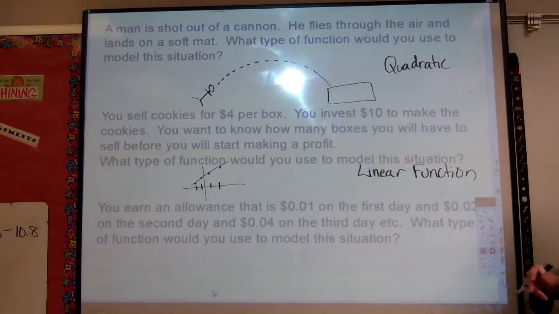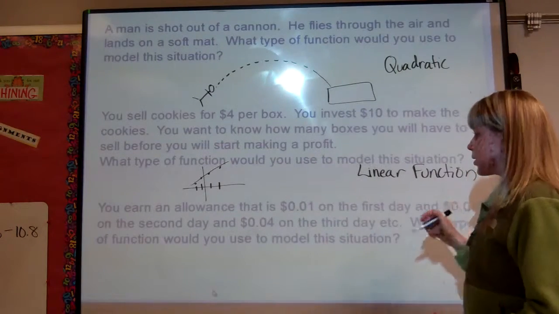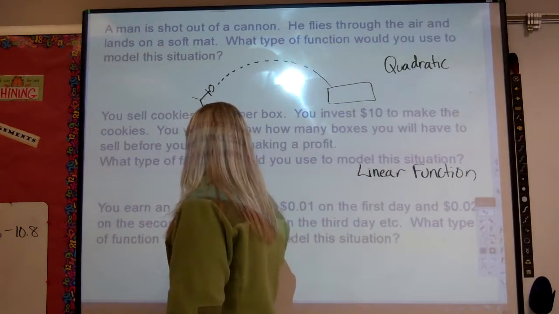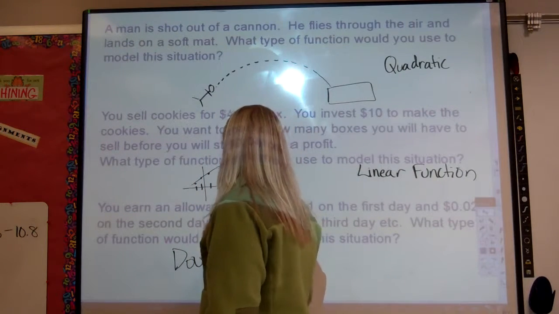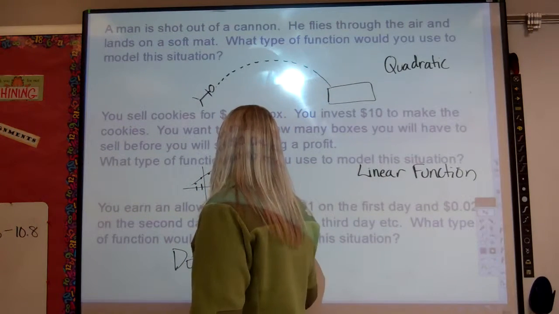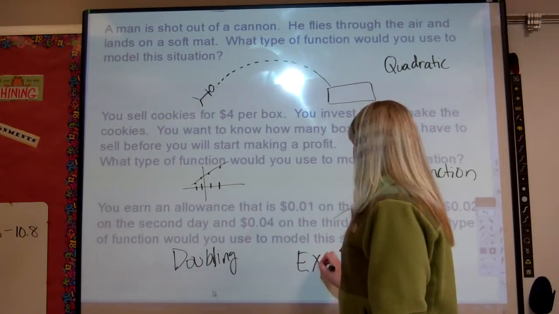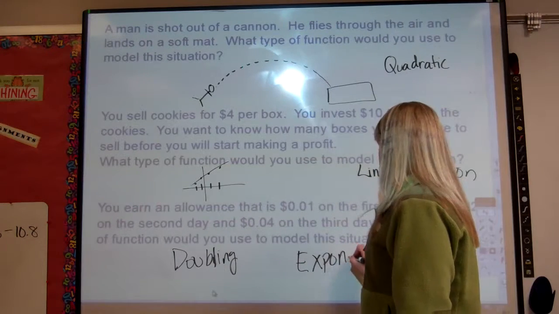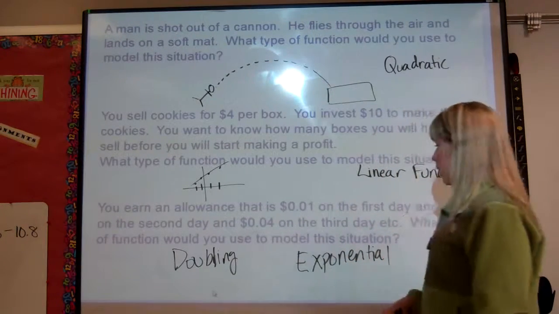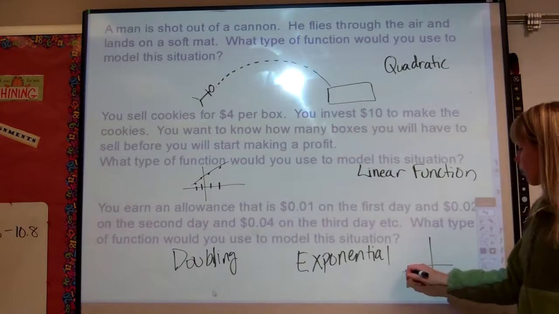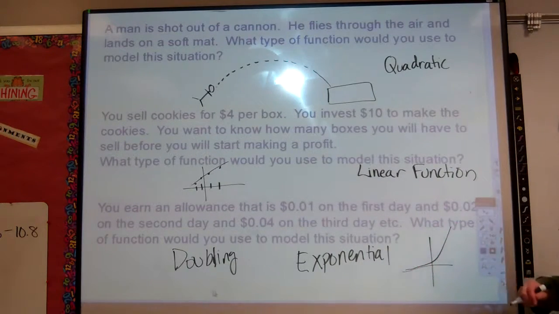You earn an allowance that's 1 cent on the first day, and 2 cents on the second day, and 4 cents on the third day, etc. What type of function would you use to model this situation? Well, in this case, it's doubling. Every time your allowance is doubling. Since it's doubling, this is going to be an exponential model. Okay, because it's going to increase slowly at first and then rapidly as you go along.